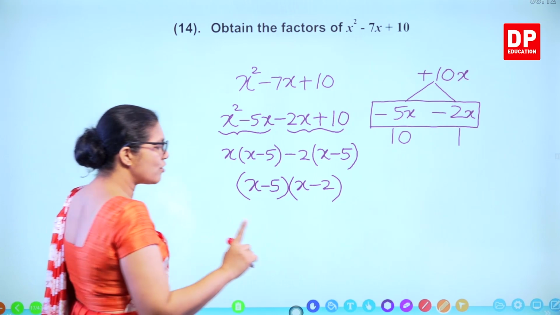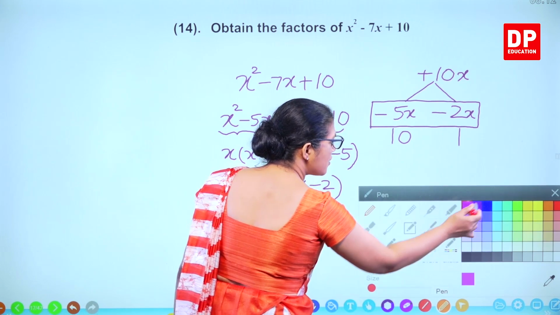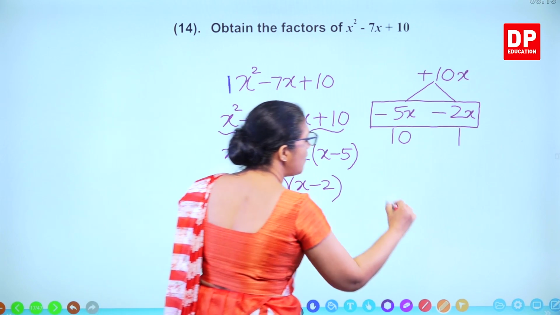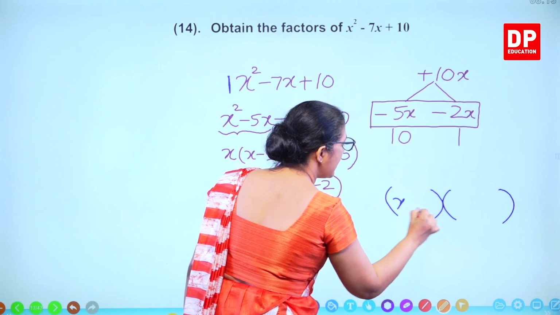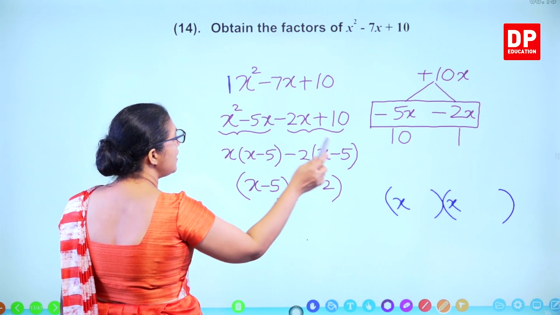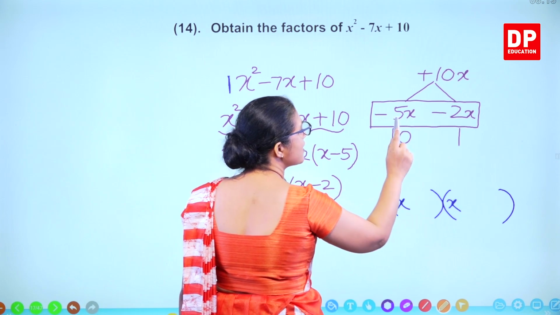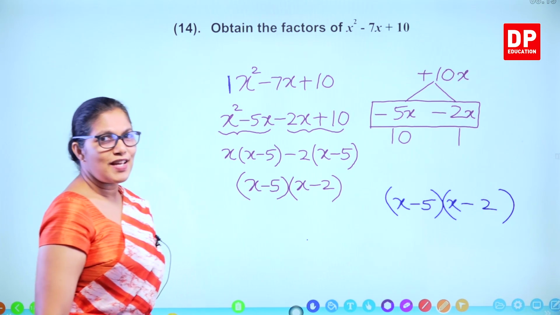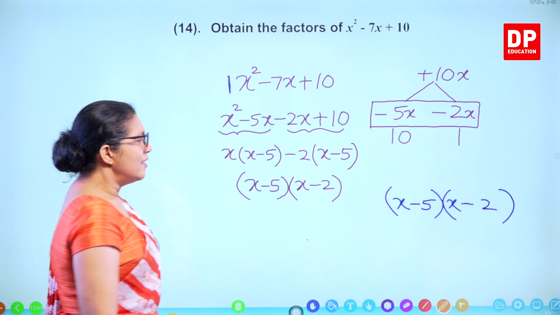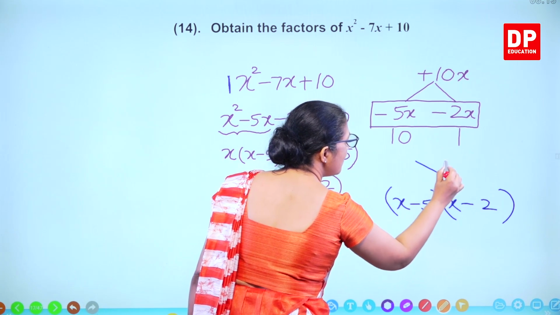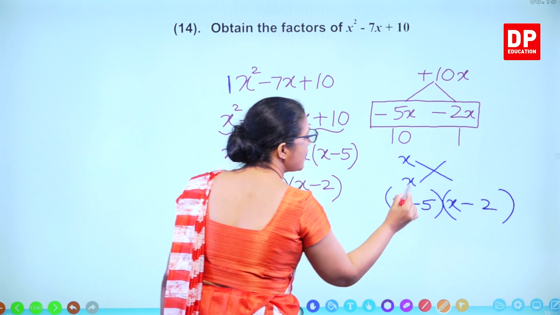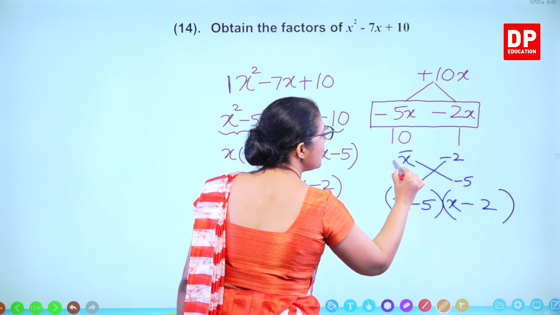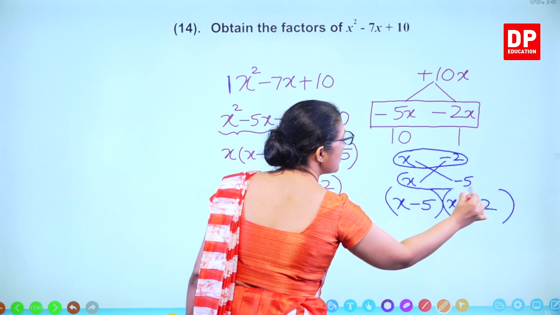What's the short method I taught you before? If you are straight away writing down this one, if it's coefficient 1, always you are getting x and x. And then after you find out these factors, you just write down minus 5 and minus 2. So straight away you get the answer. So that's the cross method we did before: x and x, you write down the square term here, minus 2 and minus 5 here. So we write down the factors this way.